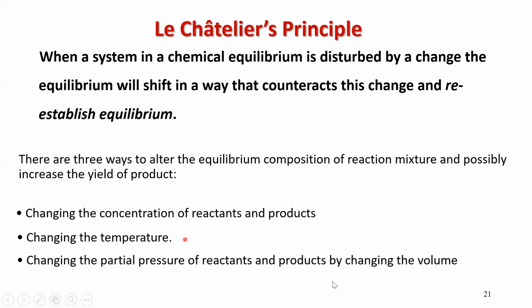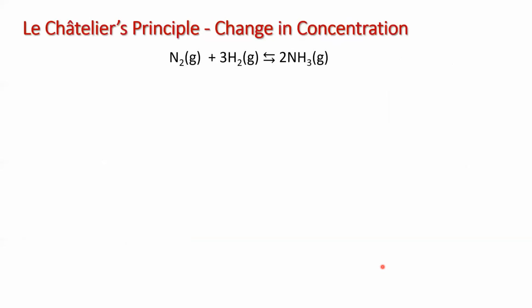And we would do that by changing the volume of the reactant container, knowing that volume and pressure are inversely related. So if we were to increase the volume, that would decrease the pressure, and vice versa. If we were to decrease the volume, that would increase the pressure. So let's start by looking at how changes in concentration affect systems that are at equilibrium.